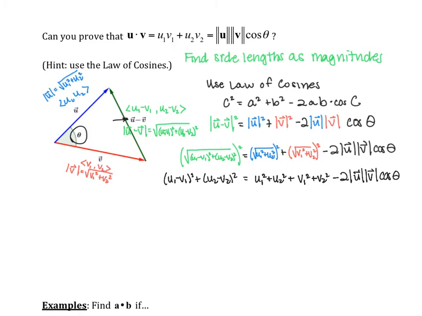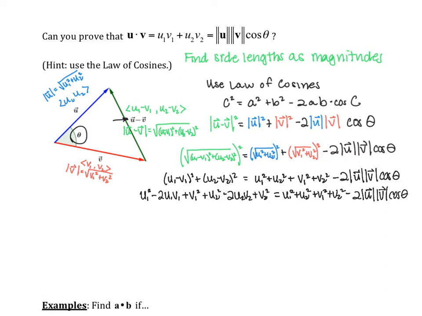Okay, now doing some algebra, we get u1 squared minus 2u1v1 plus v1 squared. Foiling the next one, we get plus u2 squared minus 2u2v2 plus v2 squared equals u1 squared plus u2 squared plus v1 squared plus v2 squared minus 2 times the magnitude of u, magnitude of v, cosine of theta.